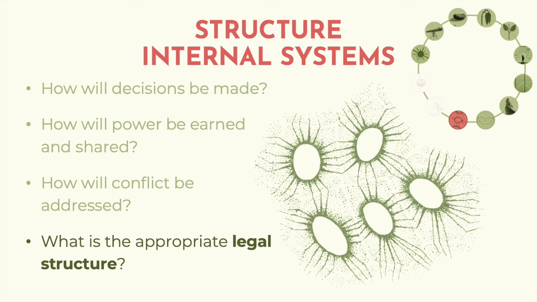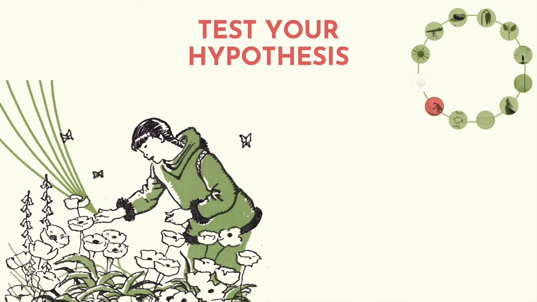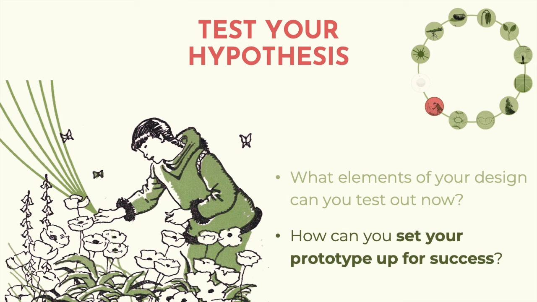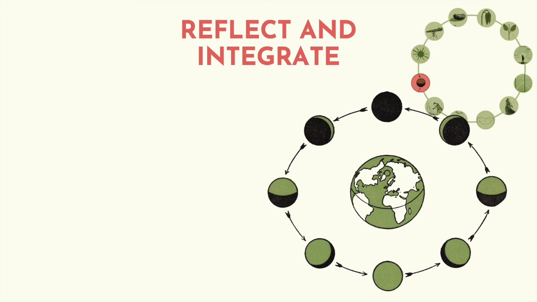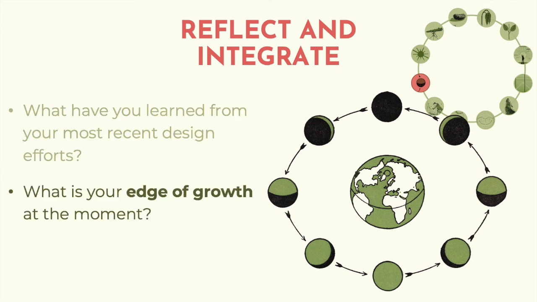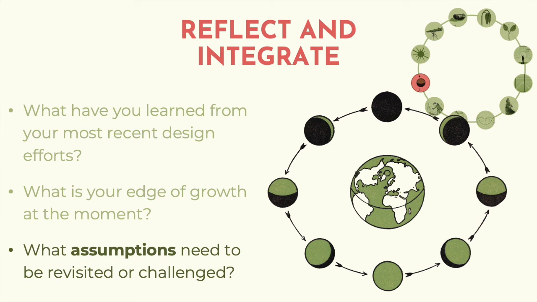As we start to come full circle, it's now time to test our hypothesis. What elements of all of these design ideas can you test out right away? And how can you set up that prototype for success? And finally, we've come to the last step of reflection and integration. In this step, we're going to ask ourselves, what have we learned from our most recent design efforts? What is your edge of growth at the moment? And what assumptions have you been making that might need to be revisited or challenged?